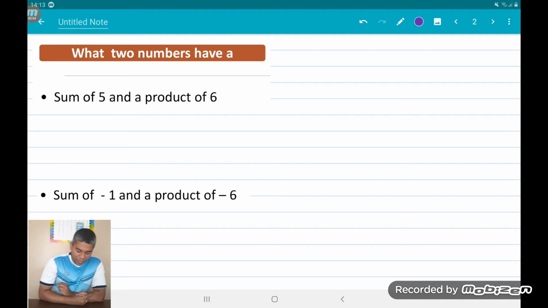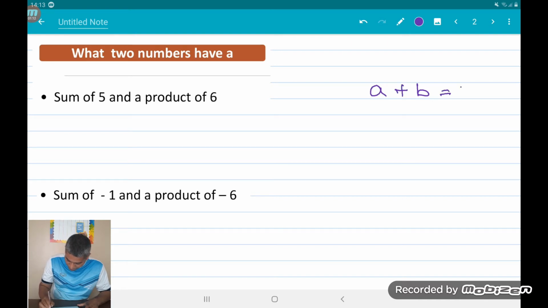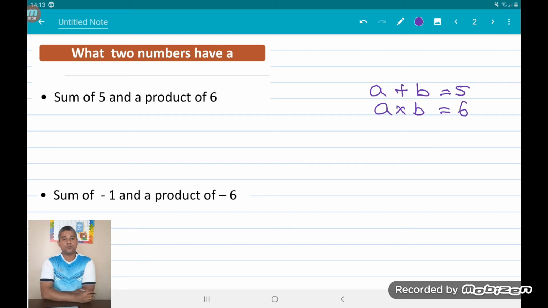So, what two numbers have a sum of 5 and a product of 6? We have to find two numbers. Let us say those numbers are a and b. We don't know what those numbers are, but if you add these numbers, we should get 5, and when you multiply these numbers, we should get 6. Can you find two numbers like that?